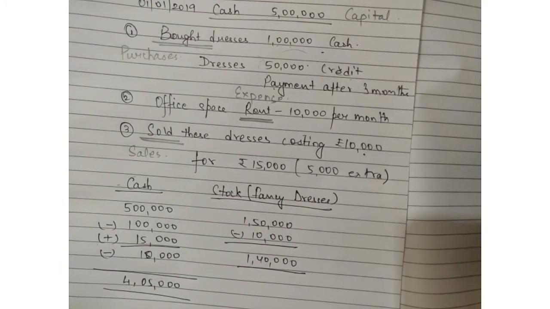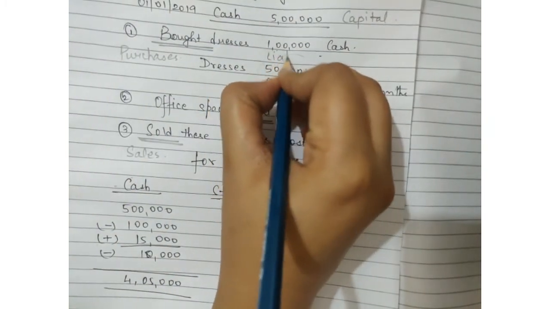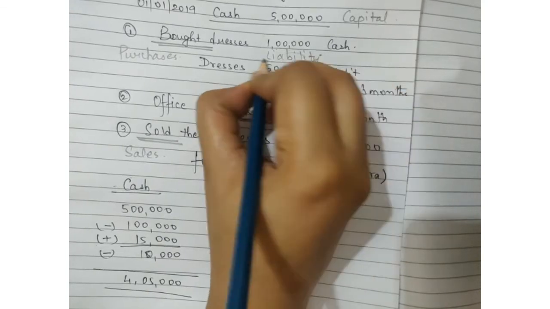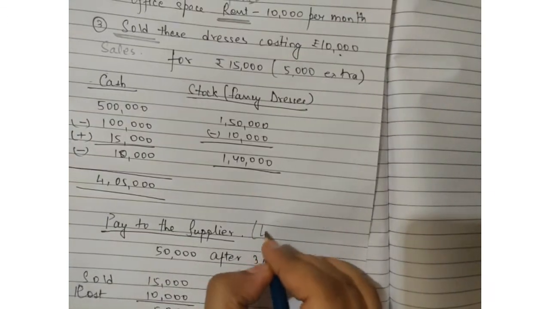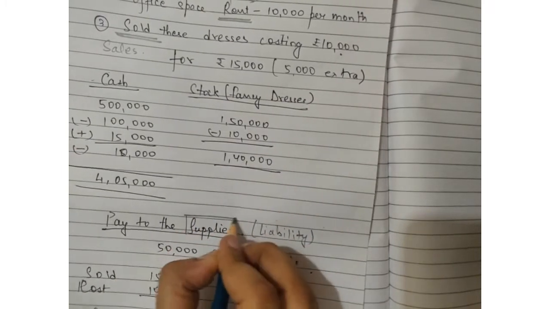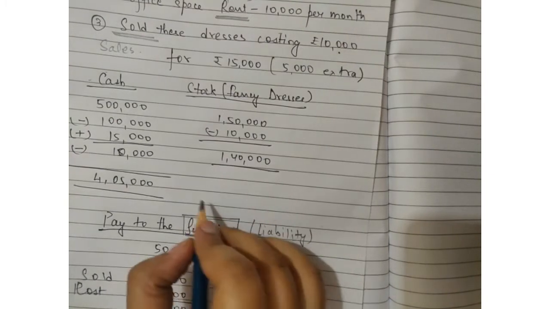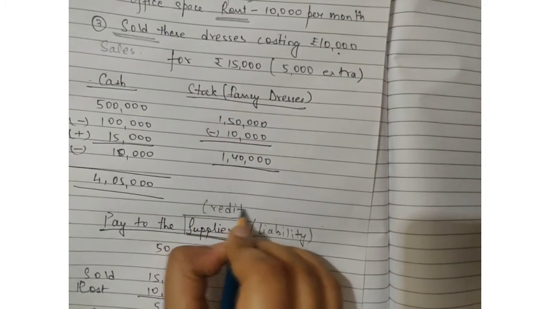Now, 50,000 worth of dresses were bought on credit. That is, he will have to pay the supplier after 3 months. So, there is an obligation on behalf of Amar. This is known as a liability. Now, the supplier, that is the person to whom we owe the money, is called the creditor.